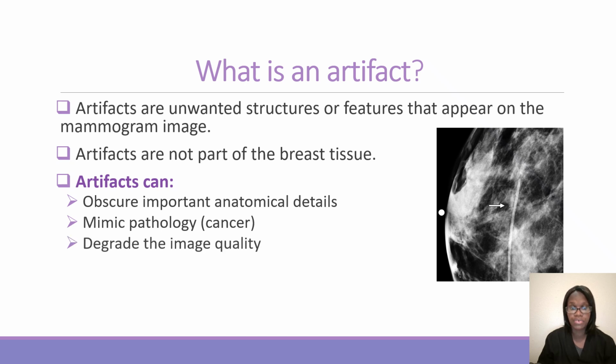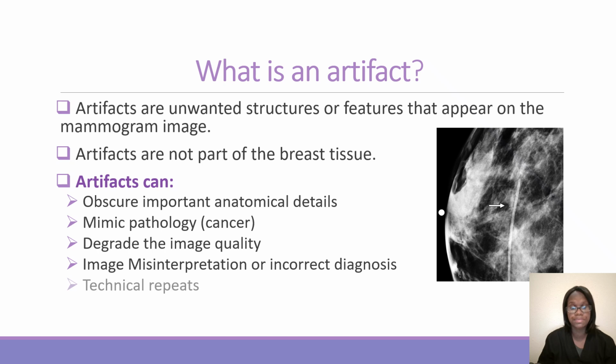And artifacts can degrade the image quality. As you can see on this picture above me, the white arrows point to this line seen on the mammogram image. With this line, it's hard to tell if this is an artery or a vein inside of the patient's body, or if it's regular breast tissue. So that's why it's important to recognize these artifacts on the image. Image misinterpretation or incorrect diagnosis can occur from artifacts.